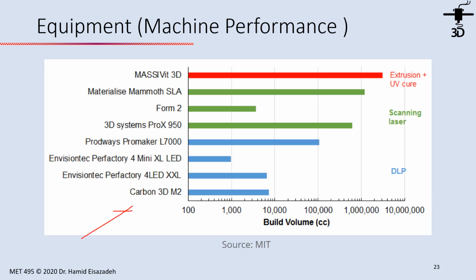This picture shows the SLA machines based on their build volume. Let's look at the Carbon 3D M2. Carbon 3D M2 has this build volume, which is 10,000 cc, and then we have Massive 3D, which has around 10 million cc build volume.